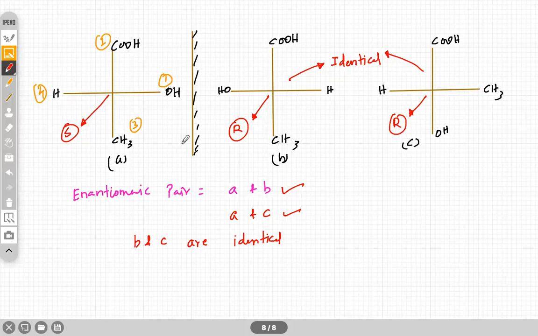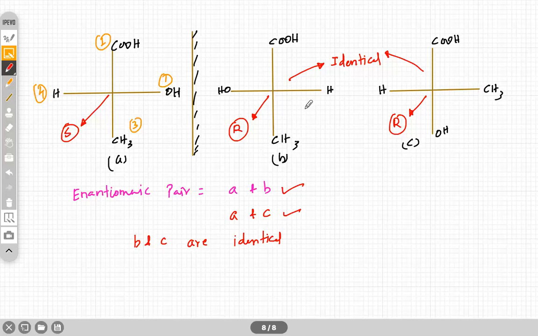But if you get this question to find out the relation, you don't have to waste your time in assigning the priority first and finding out the configuration. I will suggest just assume one random configuration here, R or S, and with respect to that, you can find out this. Yes, A and C are enantiomers because A and B are enantiomers and B is nothing but C.